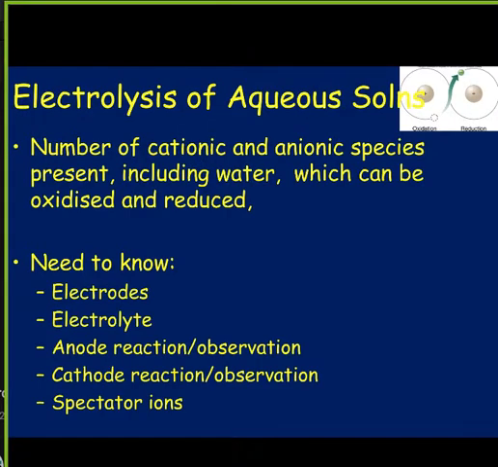So this looks like a lot of information. We're now looking at aqueous solutions, so salts that are dissolved in water, and there's going to be at least 2 cationic species there and 2 anions, and they can all be oxidized and reduced. So for each one, you need to know the electrodes, you need to know the electrolyte, you need to have an observation for both cathode and anode, as well as the half equations, and you need to know what the spectator ions are, because that's going to help you with your cathode and anode reactions.